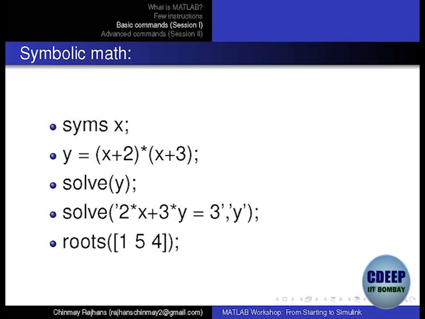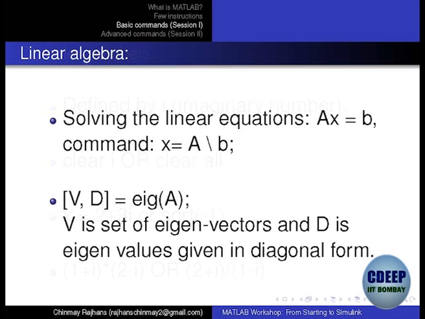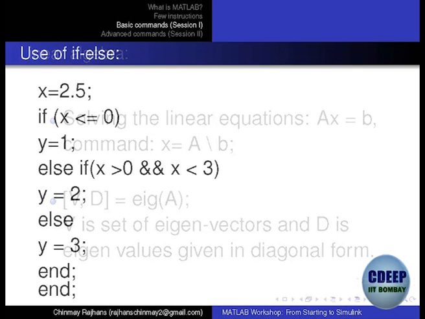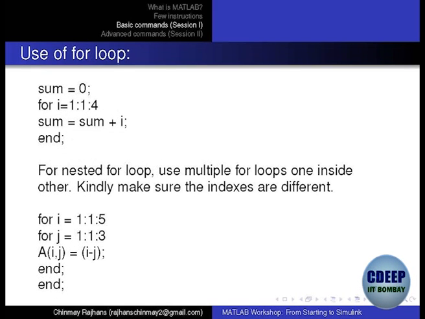syms is used for getting symbolic math, right? And you can use commands called solve or roots to run manipulations on the variables. By default, i is an imaginary number, right? You can use complex numbers with their meaning. A/B is used for solving a set of linear equations. The if-else statement is used for checking the if condition and doing the execution. The for loop is used for doing multiple executions, right? So thank you.